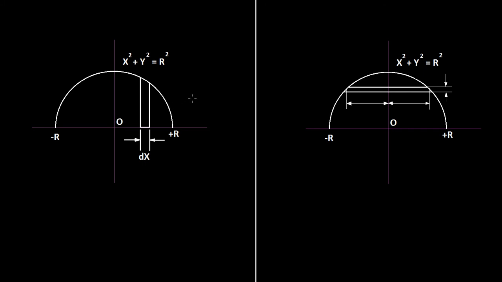The difference is, in one we are taking the differential area or the strip parallel to the y-axis, and in the other you are taking the strip along the x-axis or parallel to the x-axis. Just to make things clear, I'll write this x and this is y.